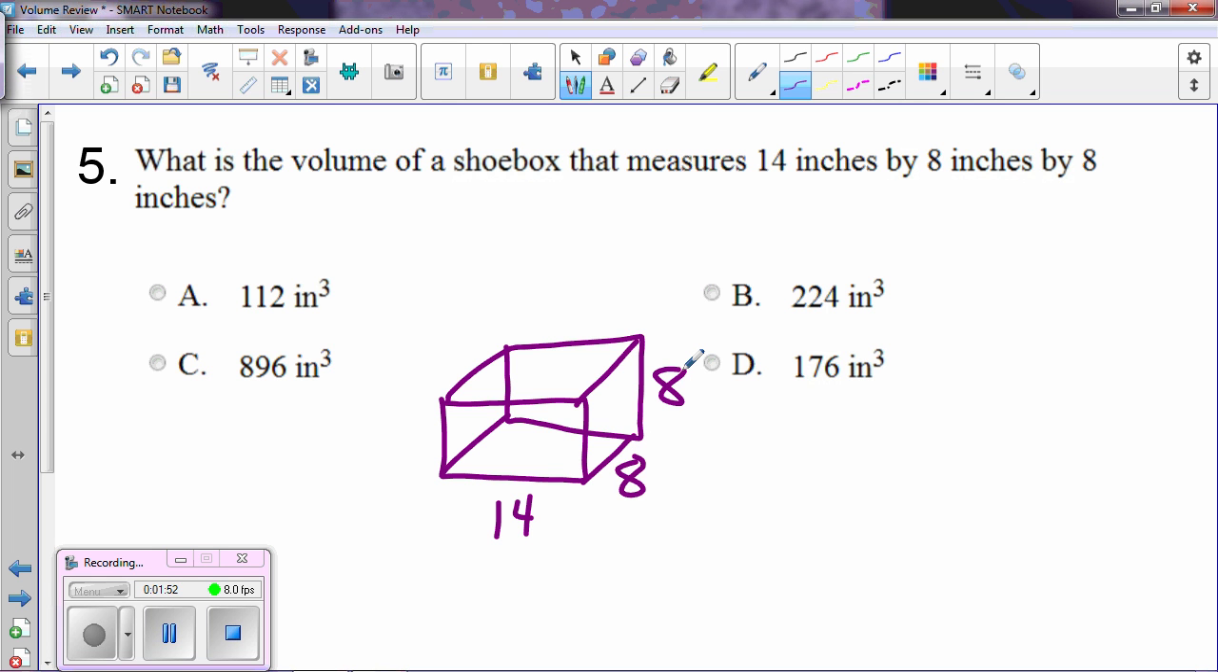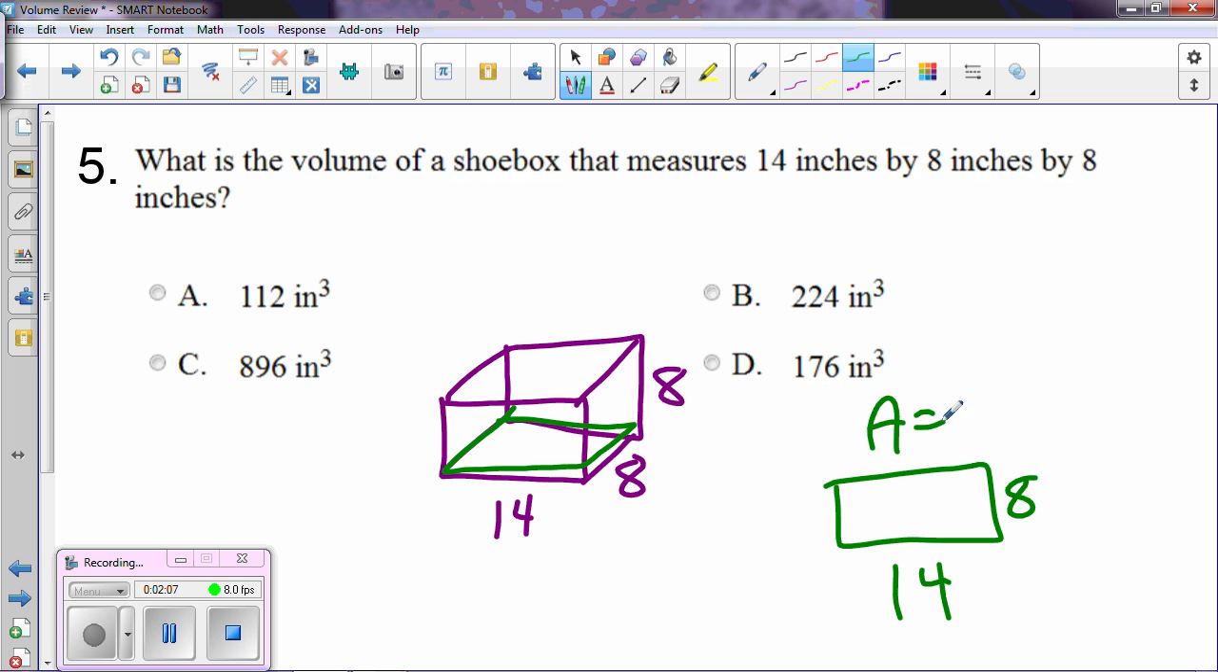So, what shape is our base? Well, it's a rectangular prism, which tells me that my base is a rectangle. 14 and 8 are the dimensions of that bottom piece that I'm going to use. So, area formula is base times height. Base is 14, and our height is 8. Multiply those together in your calculator. We get 112.